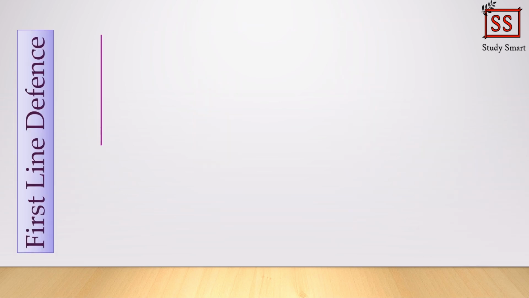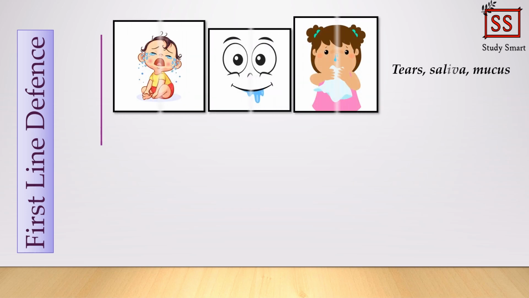Now, let's look into detail at the first line defense mechanism. There are few body parts that act as a first line defense agent. First of all, we have tears, saliva and mucus. These agents can trap pathogens so they can be flushed out from the body because they contain chemicals called enzymes. They can kill many types of bacteria by breaking down their cell walls.